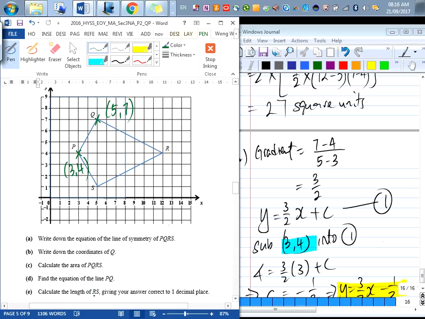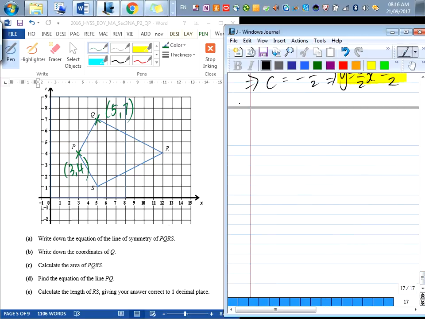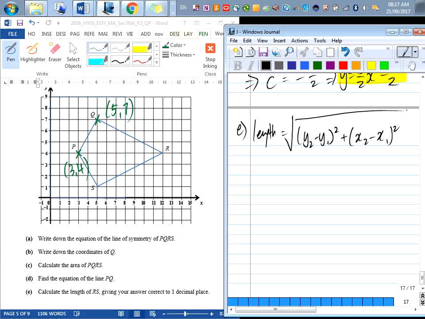Now calculate the length of RS. RS. So we need to use our formula for length of line segment. That is given by square root of y2 minus y1 square plus x2 minus x1 square. Have you all memorized this already? Yes. Really? Yeah? Yes. What if you forget?